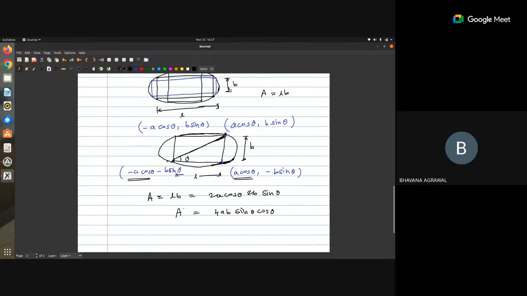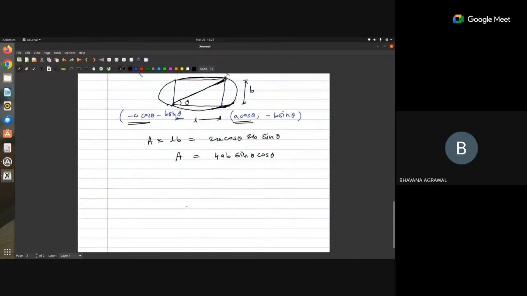Sir, differentiate, it is easy. 2ab sin theta cos theta, that is fine, right? Because this 2 sin theta cos theta you can make as sin 2 theta. Yes, sir, it is easy to differentiate. Fine, you can do it anyway. So I'll do that. Maybe 2ab sin 2 theta.